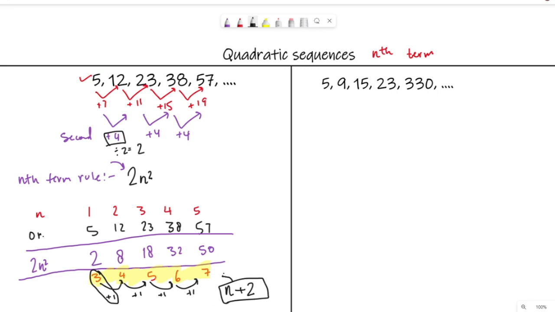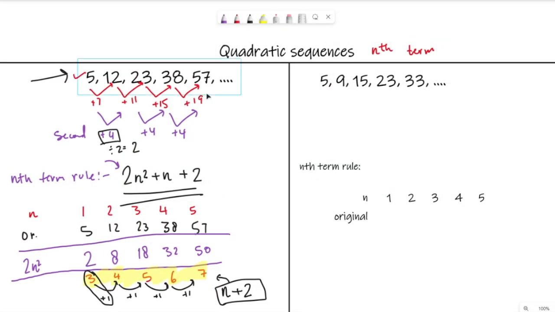n plus 2 is the nth term rule for this sequence, which we will add to our original nth term rule. So the nth term rule for this quadratic sequence is 2n square plus n plus 2. I know this is confusing and there are a lot of steps to remember, but I hope the next example will help you remember it.